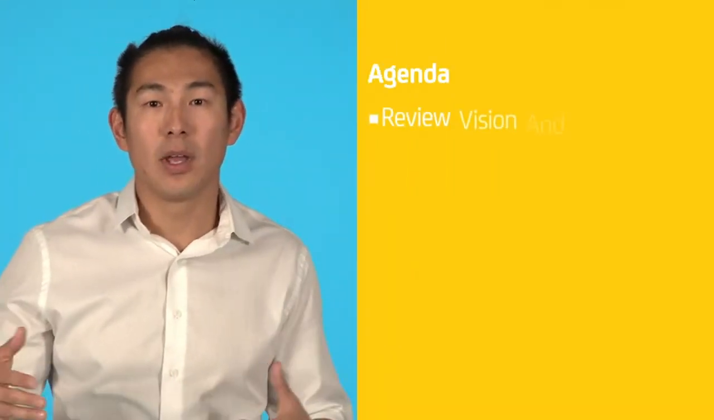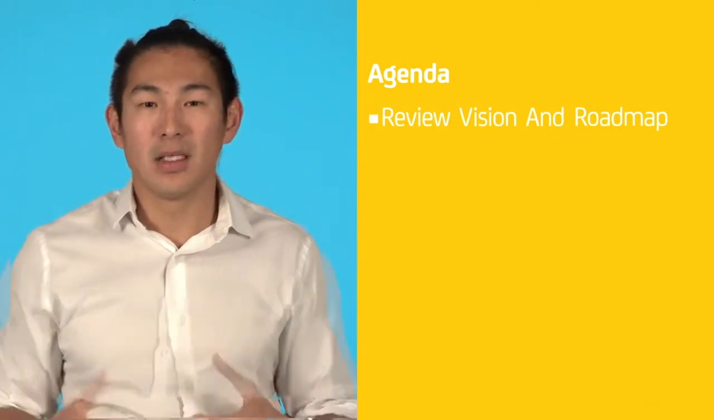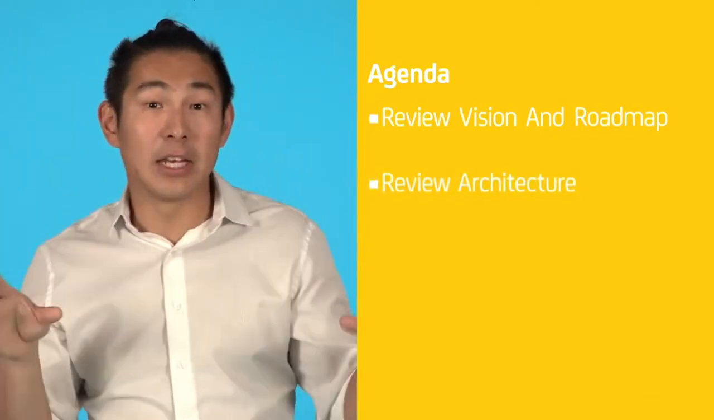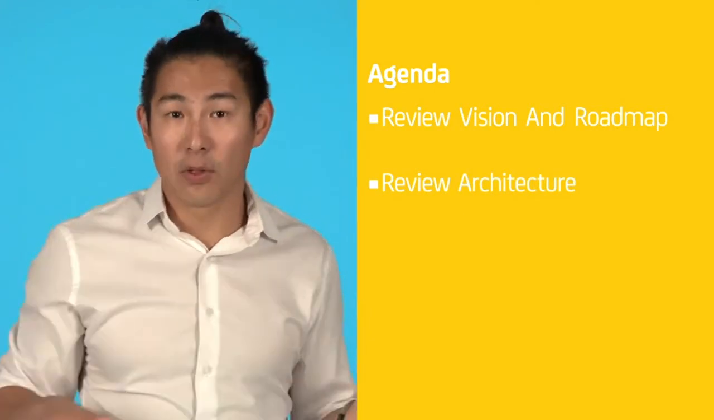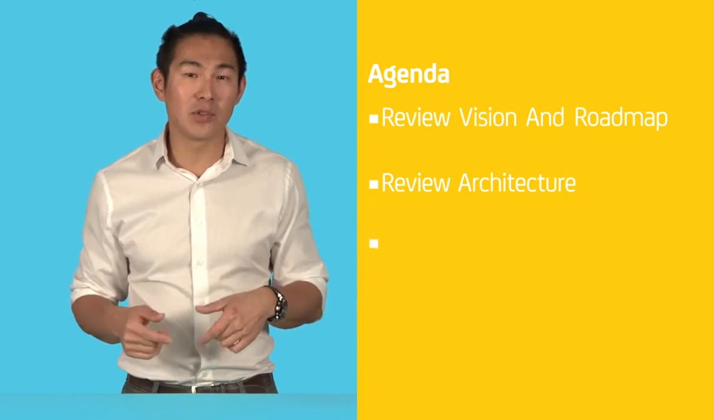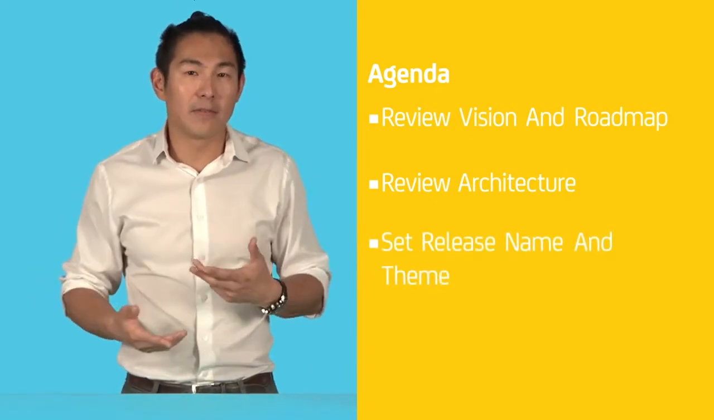We've found that successful release planning meetings all follow a similar agenda that ensures connection to strategy, collaboration, and a realistic plan. The meeting kicks off with a review of the vision and roadmap so everyone is on the same page about the overall goal of the product. The team then reviews the architecture and any important technical information in order to understand the technology baseline for the release.